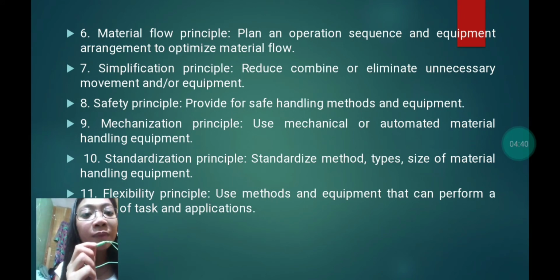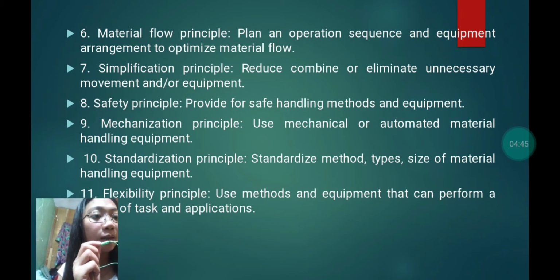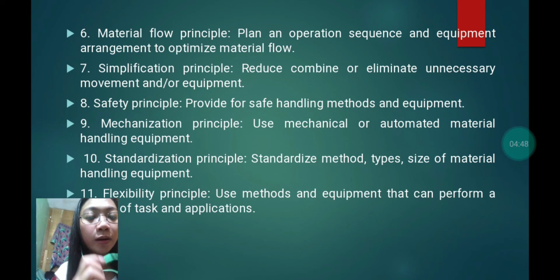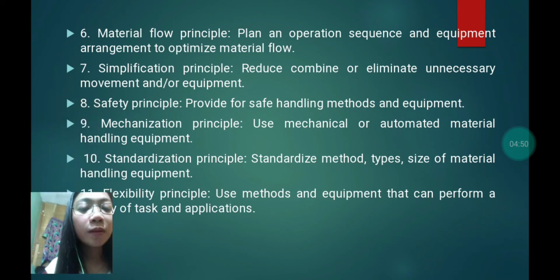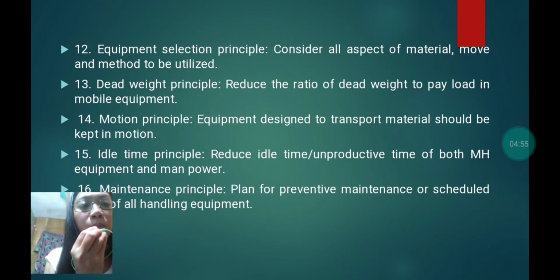And 11. Flexibility principle. Use methods and equipment that can perform a variety of task applications. And number 12, equipment selection principle. Consider all aspects of material move and method to be utilized. 13, dead weight principle. Reduce the ratio of dead weight to payload of mobile equipment. 14, motion principle. Equipment designed to transport material should be kept in motion.